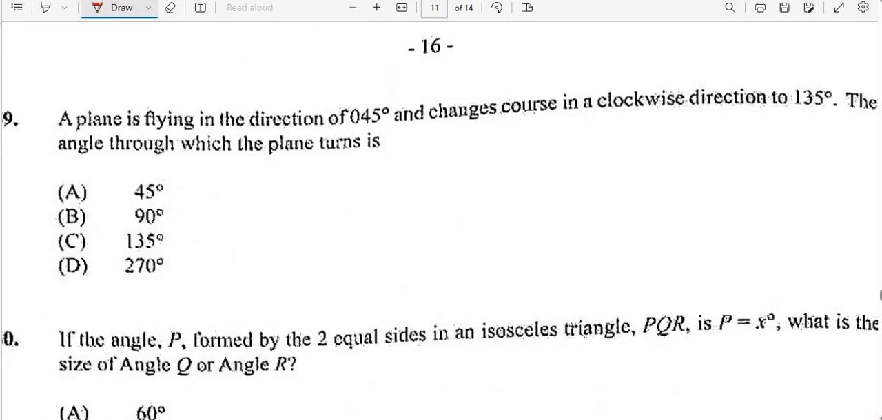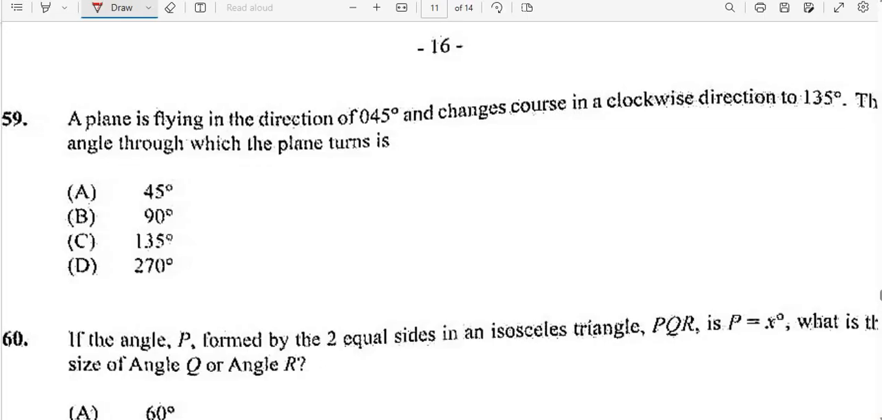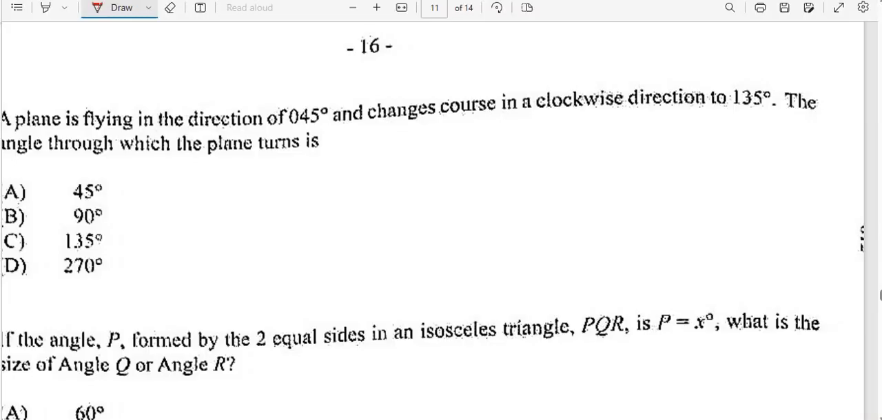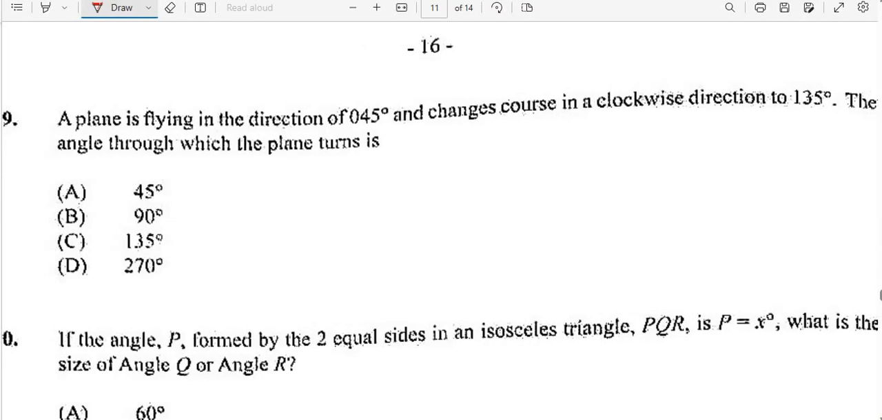All right, let's do question 59. A plane is flying in the direction of 45 degrees, changes its course in a clockwise direction to 135. The angle through which the plane turns is, okay. So let's assume that's a starting point. Well, the point along which the plane is traveling at 45 degrees. So this is the north line, and we usually measure from the north line in a clockwise direction, right? And this is going to be 90 degrees. If the plane is moving along in an eastward direction, that's 90 degrees, because we measure from the north line in a clockwise direction, so that'd be 90 degrees.